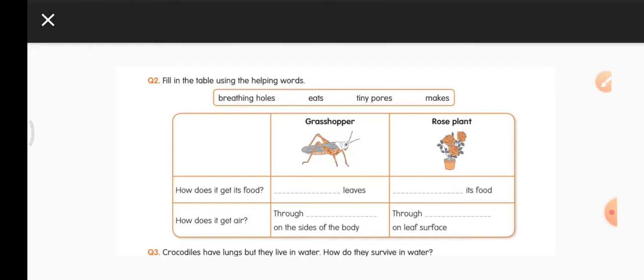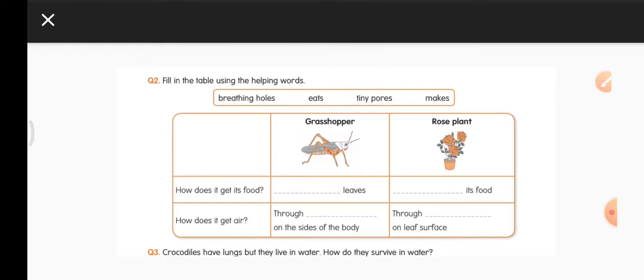And whereas the rose plant, does it eat its food? No, it doesn't have a mouth, right? So what does it do? Okay, it makes its food. Rose plant makes its food, whereas grasshopper eats leaves.